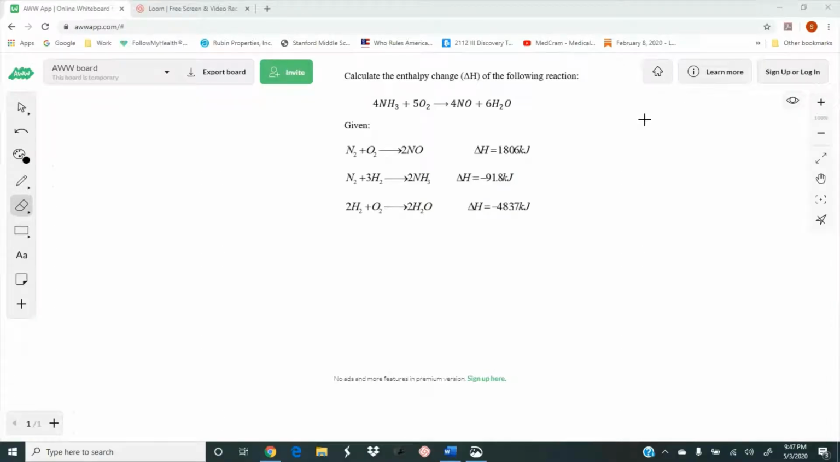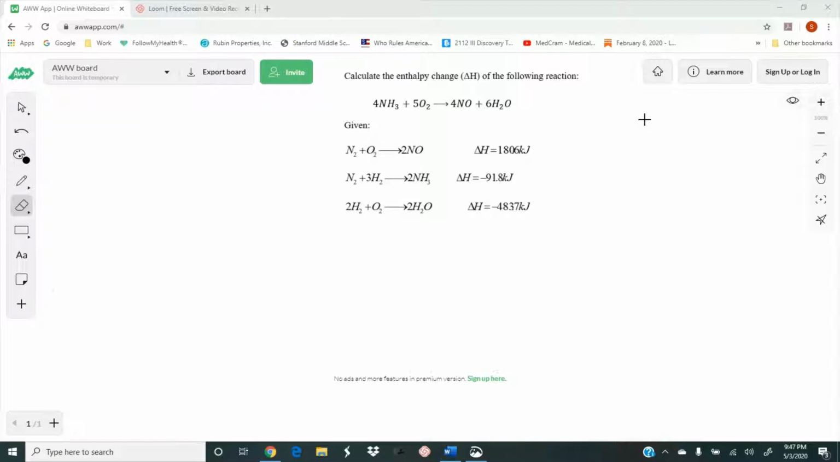Okay, so let's do a Hess's law problem. So here we have a Hess's law problem. And in a Hess's law problem, what you've got is a chemical equation whose delta H you're looking for. If you look at this problem, it says calculate the enthalpy change, the delta H, of the following reaction. Okay, so you have the reaction ammonia plus oxygen goes to form NO and H2O. And this is balanced. The equation is balanced.